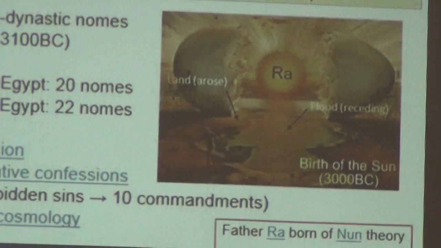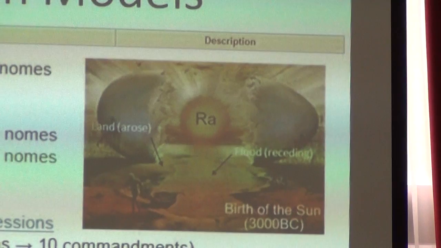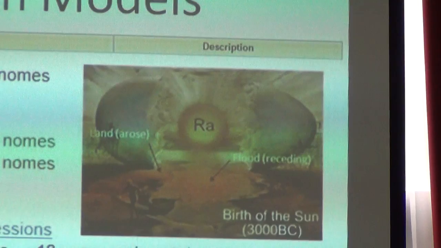So Father Ra, born of Nun: the sun rises, the flood recedes, and the land, Nun, is called the land now. We all know this story as Noah's Ark. The land rises out of the flood, and the flood recedes at 100 days, and life bursts forth. All humans are descended from this Ra model.